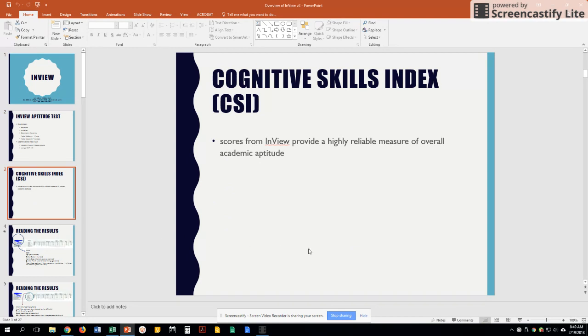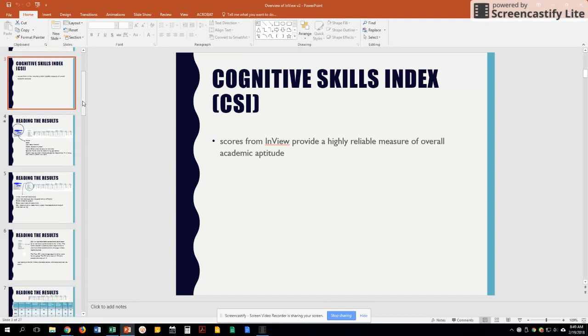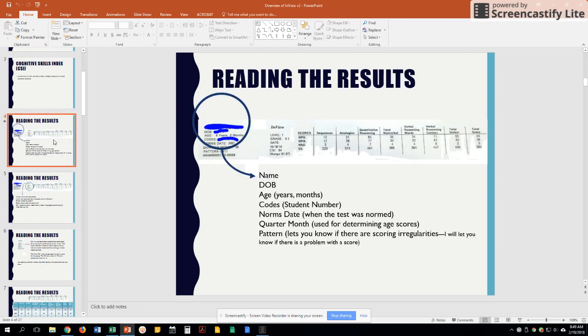The scores from the InView provide a highly reliable measure of overall academic aptitude. Remember that aptitude is potential. It's not what the child already knows. It's more proclivity towards things that they have the potential to be good at.